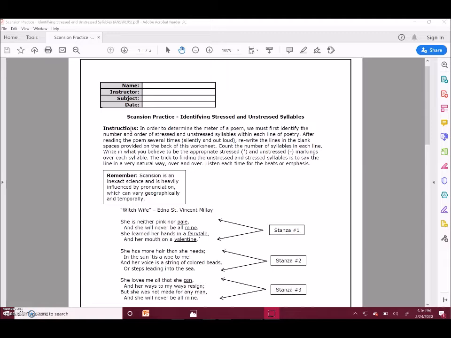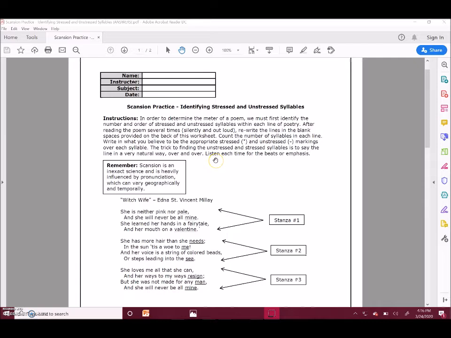This was assigned last class, and we went over it in class at first. Basically, we were talking about rhythm, and scansion being the analysis of rhythm in poetry. This was a worksheet designed to help you start breaking that down a little bit. It really is not that complicated once you get into it, as far as the emphasis on sound, the importance of sound. So that's what we're going to talk about here with Edna St. Vincent Millay's poem Witch Wife.